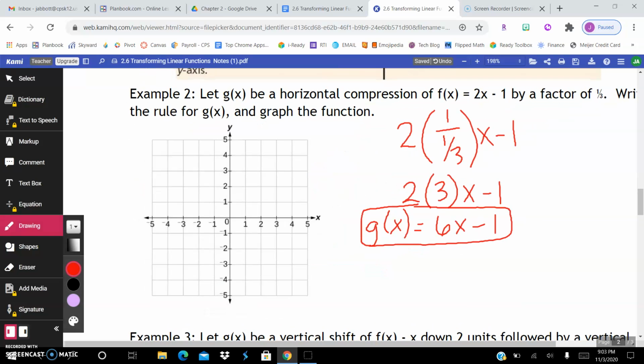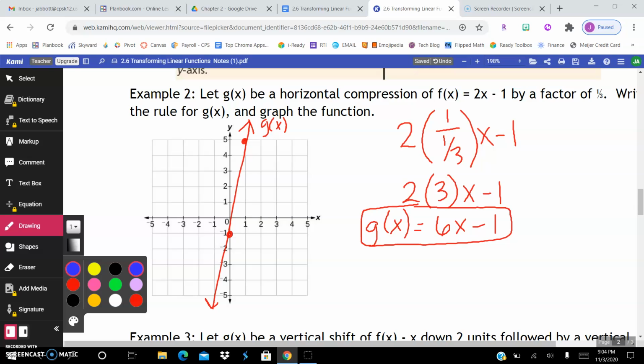So our y-intercept is -1. That minus 1 at the end tells us that, and our slope is 6, so we're going to go up 6 and over 1 to graph our g of x. And then if you wanted to see the change, we can graph the f of x. The y-intercept is -1, so it is also right there. But our slope is 2, so we go up 2 and over 1. So there would be our starting function, f of x.